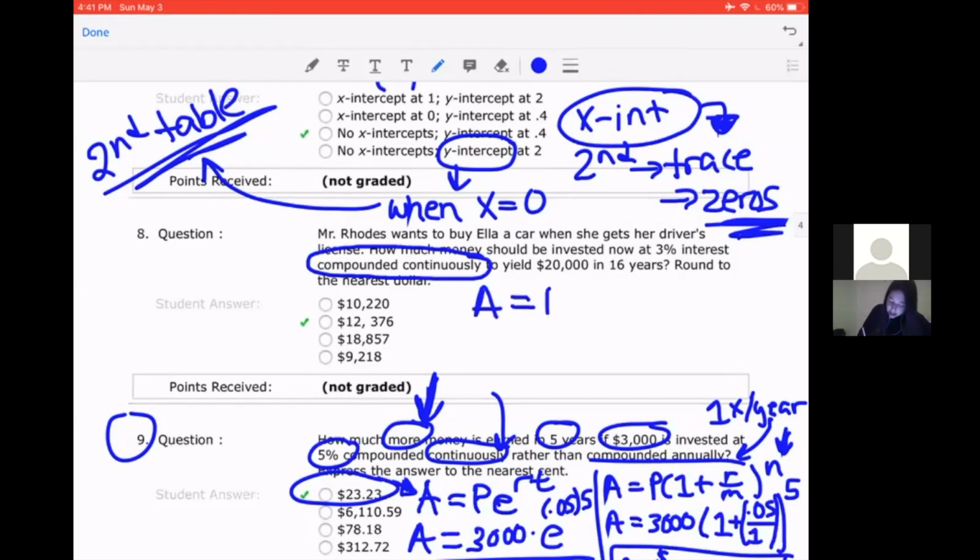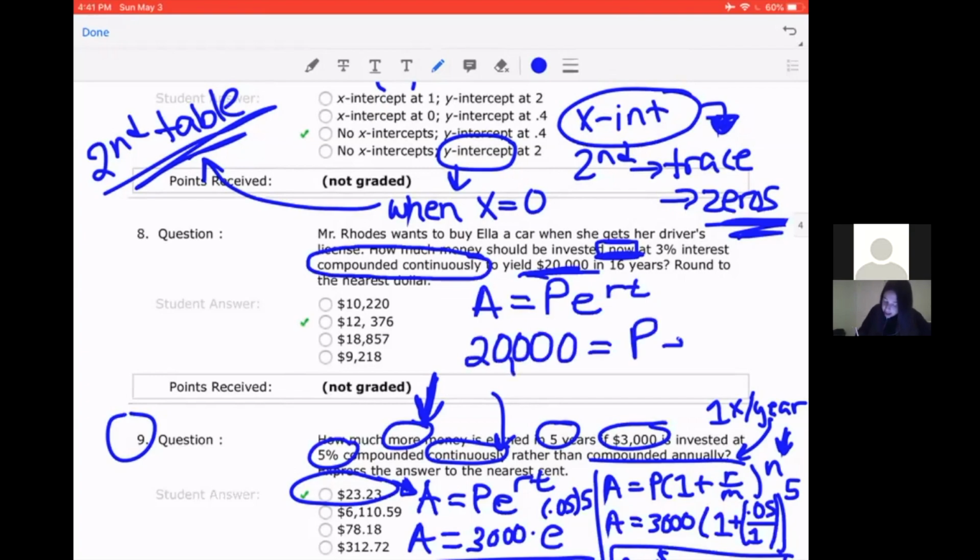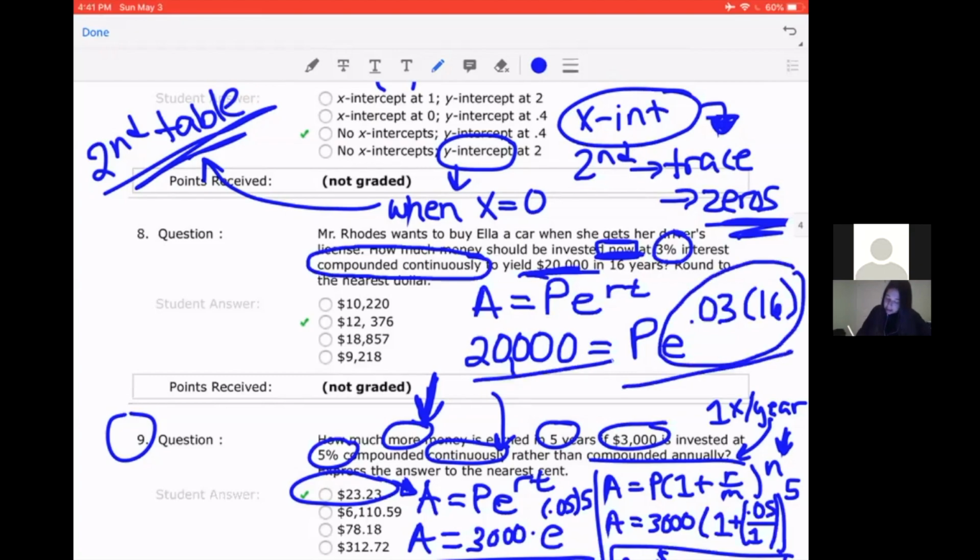Compounded continuously is the PERT formula, okay? How much money should be invested now? We don't know. We want to end up with 20,000. So how you should set this up is 20,000 equals P times e to the 0.03, remember make that 3% into a decimal, times 16. Okay guys, makes sense? So that's how you should set this up. And then you would just divide both sides by that entire number. Find e to the 0.03 times 16 and just divide both sides by that.